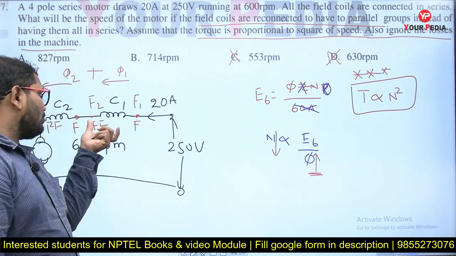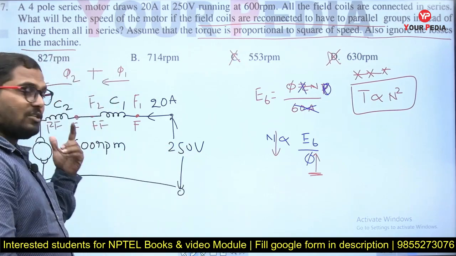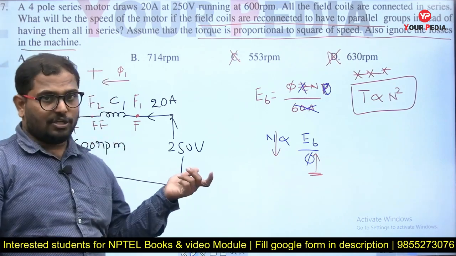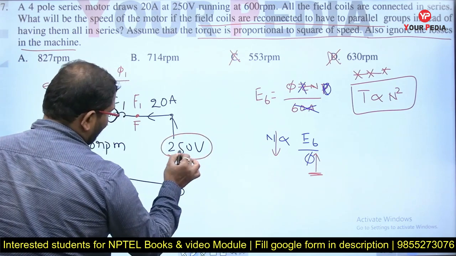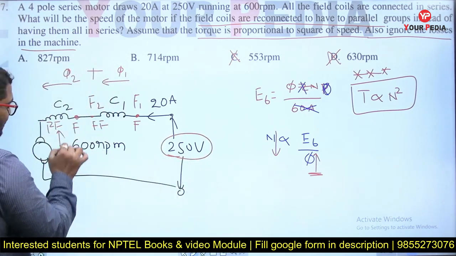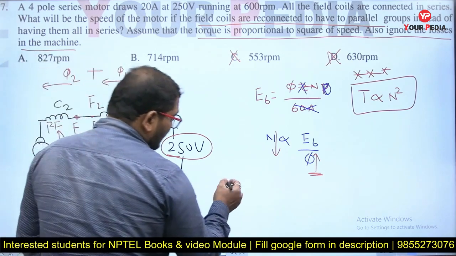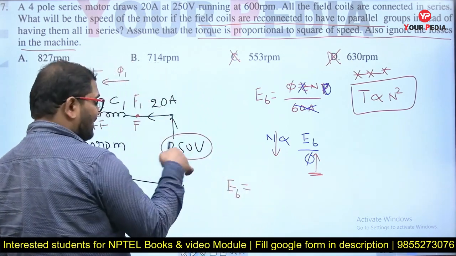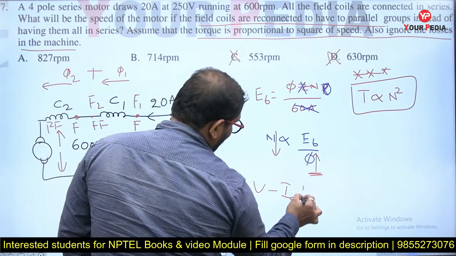If there is no resistive component here, what will happen to the voltage drop? The voltage drop will also be 0. That means whatever the applied voltage is, that will be applied across the armature, right? Yes or no? Why? Because what is the back EMF in terms of the resistances of the coils and the voltage source? It is V minus IA RA.